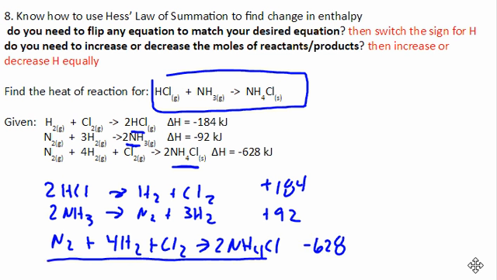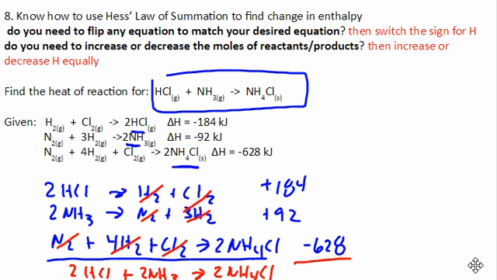And when I go to add these, if I look at the things I can cancel out, I've got 2HCl I'm going to want, plus the 2NH3 I'm also going to want. The N2 cancels over here. The 4H2 cancels in two places. The Cl2 cancels, and I'm left with the 2NH4Cl.